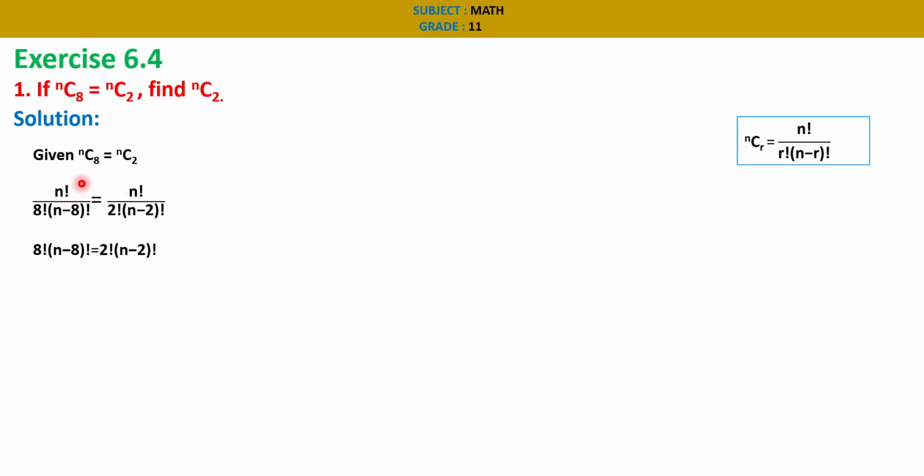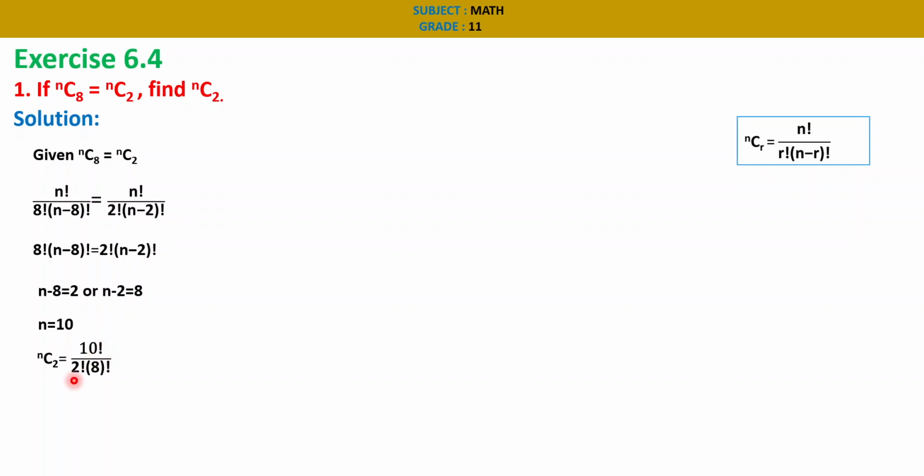Can we cancel this n factorial? Yes. Then we can write 8 factorial into (n minus 8) factorial is equal to 2 factorial into (n minus 2) factorial. Now we equate n minus 8 is equal to 2, or n minus 2 will be 8. Whichever way we solve, we get n as 10. So therefore n is equal to 10. Let us substitute. We need nC2, right? So in place of n, let us substitute 10 here.